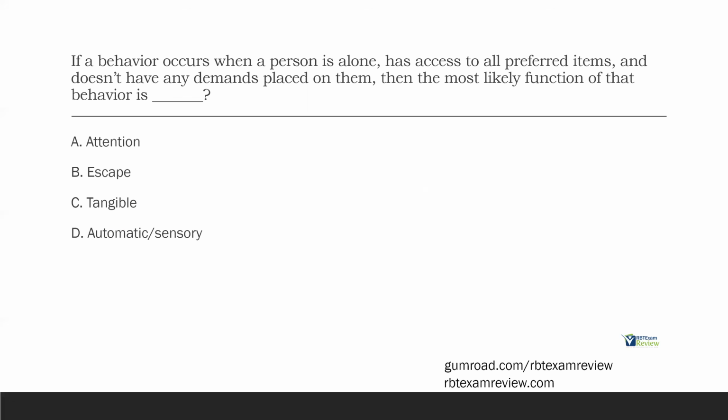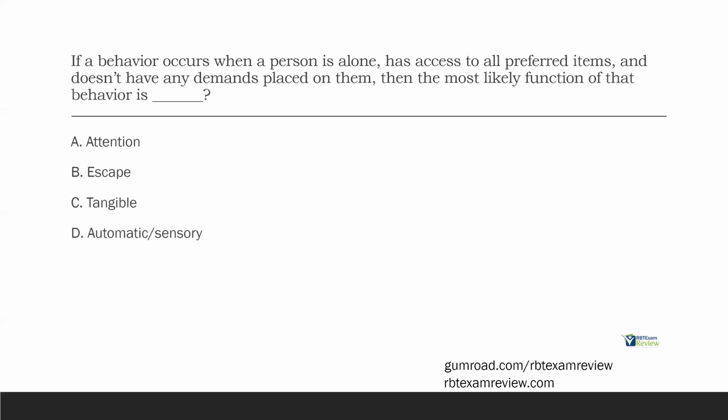So this behavior is occurring when the person is alone. If they're alone, we can probably rule out what? We can probably rule out attention, right? There's nobody around to give them attention. They're not actively seeking attention, most likely, okay? And the function of an automatic behavior or sensory behavior is behavior that occurs when the person is alone and is self-reinforcing. The client has access to all preferred items. So it's not like they're trying to gain anything, right? They're not trying to earn a tangible.